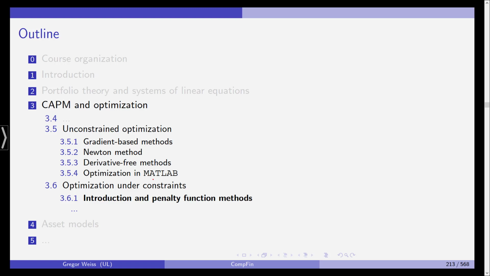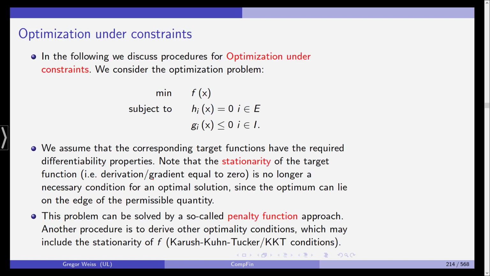Okay, so that's optimization, unconstrained optimization in Matlab. Now let's turn to optimization under constraints, and we'll use some penalty function approaches. Now in the following, we want to discuss procedures for optimization under constraints. And we consider a very simple general optimization problem. We want to minimize f of x subject to two types of constraints.